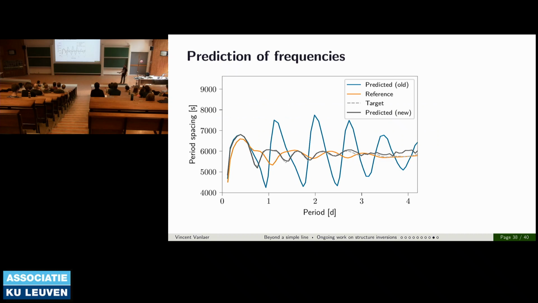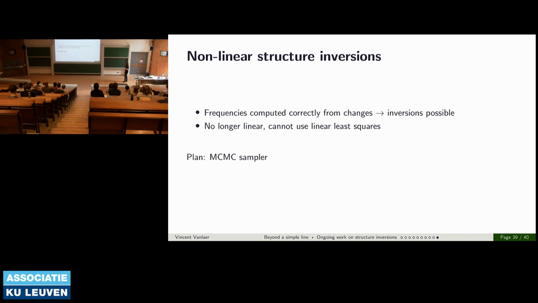This is the result. You see again here the same three colors we had before, but now there's a new one. This is the new methodology. And as you can see, this black, brownish line follows the gray line much better. It's a stark improvement compared to this blue line, which was completely all over the place. So what does this mean? This means that we now have a methodology to properly predict frequencies starting from a reference model and a difference with a target model. That means, of course, if you can go one way, then the only thing you need to do is go the other way.